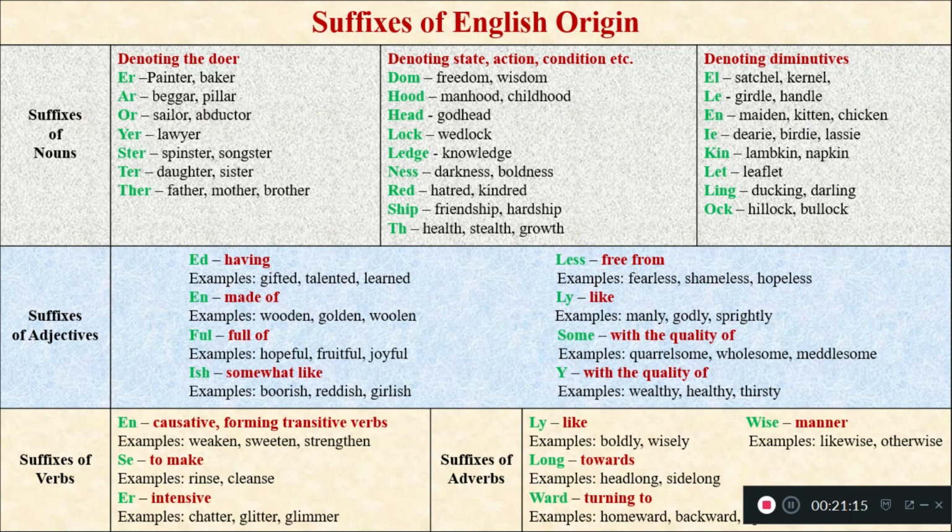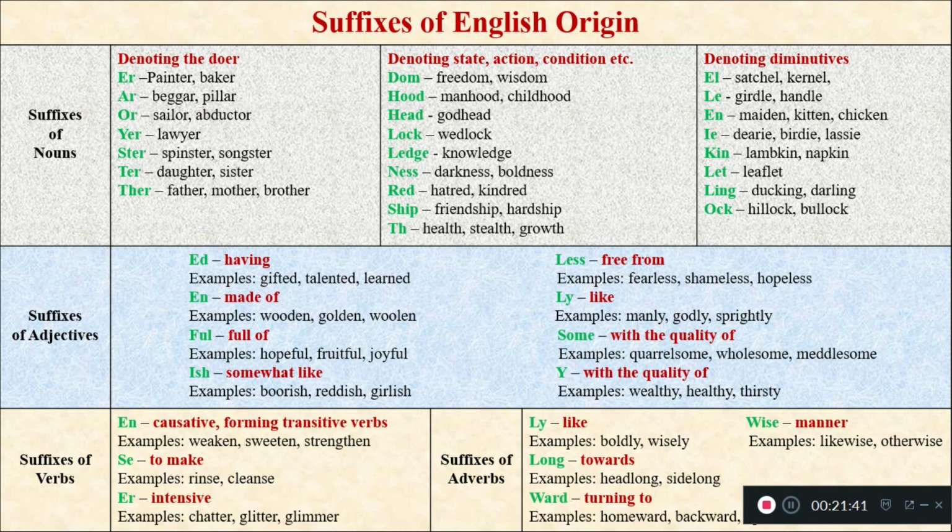Less means free from, such as fearless means free from fear. Ly means like, for example, manly means having the qualities of a man. Some means with the quality of, such as quarrelsome means a person who often quarrels. Then Y means having the quality of, such as wealthy means a person having a lot of wealth.